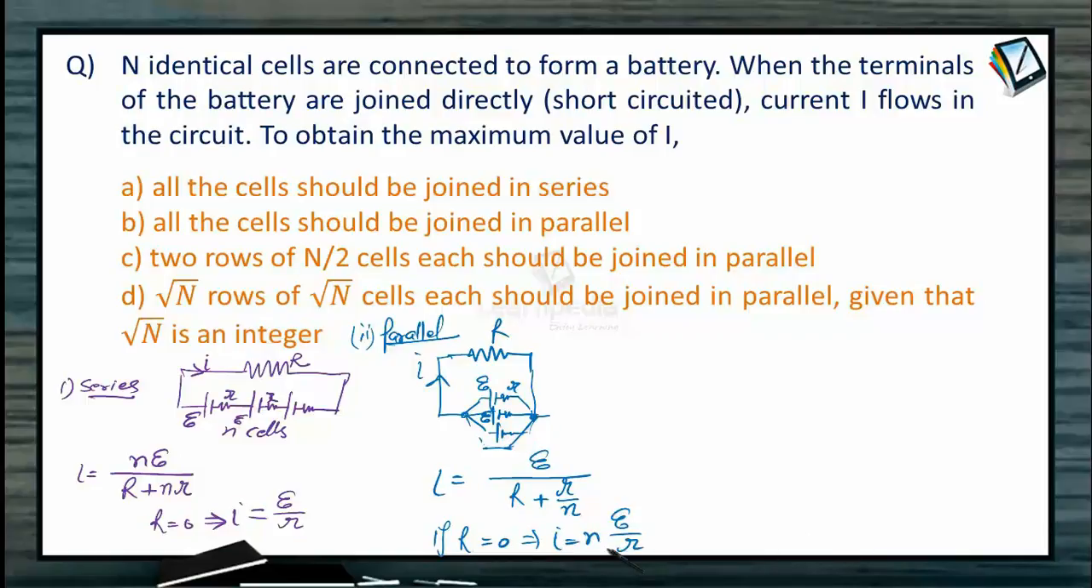So here you can see the current flowing in the circuit when capital R is 0, which is equivalent to short-circuited. That means these 2 points are directly connected to each other. In that case, we can see that current is equal to N times, approximately, the current from a single cell. So parallel combination must be preferred in such a situation. So all the cells should be joined in parallel to get the maximum value of the current, and that maximum value of the current will be approximately N times the current from a single cell. Okay, so option B will be correct.